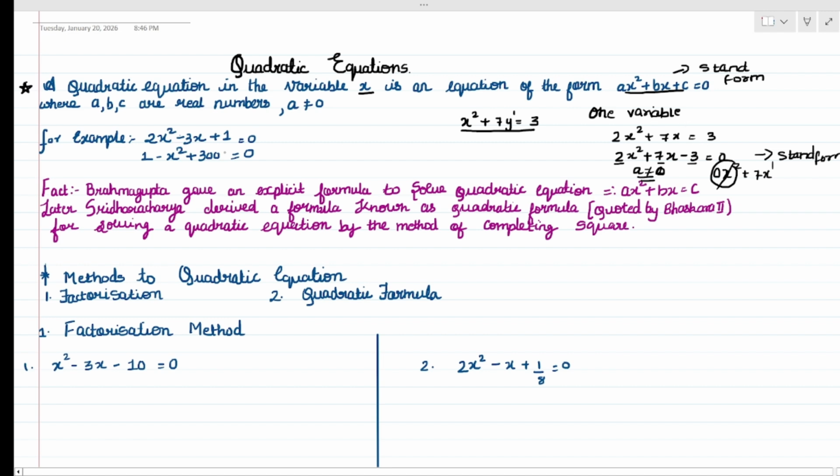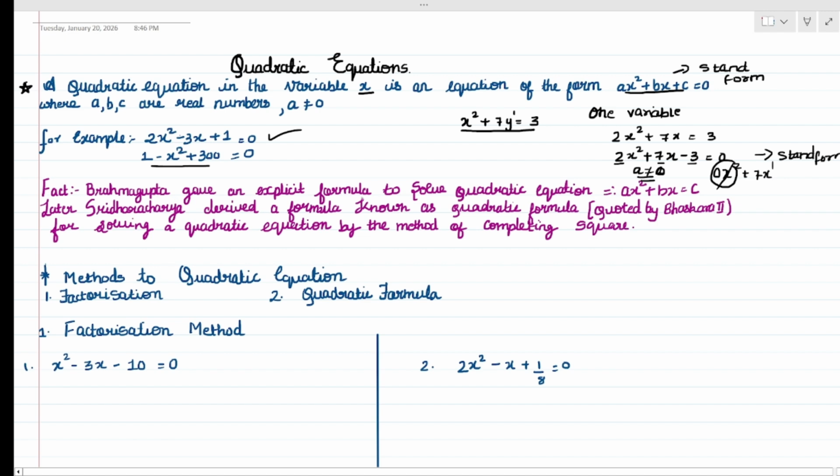Clear? For further clarification, we have taken two examples. Say 2x square minus 3x plus 1. This is perfectly written in standard form. And this other one is not in the standard form because the terms are not in order. First, you should have your x square, then your x term, and then your constant term. This is not arranged according to the standard form. Your equation says 1 minus x square plus 300. This fact is very important for your MCQ format or fill in the blanks format.